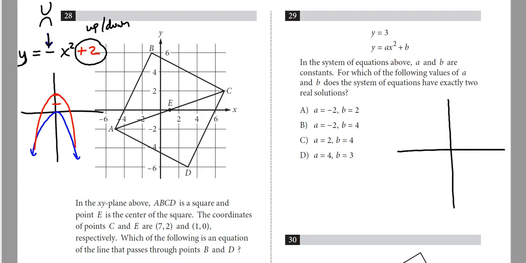So let's go back over here and get after this problem. We had our line y equals 3 right here, and let's see what would happen if we put different a's and b's in. An a of -2 means we're going to have a -2 in front.